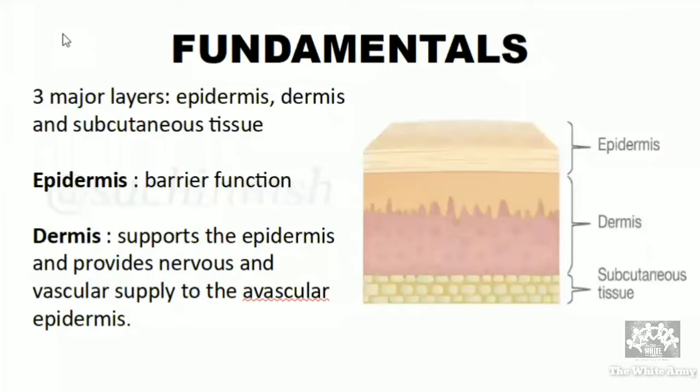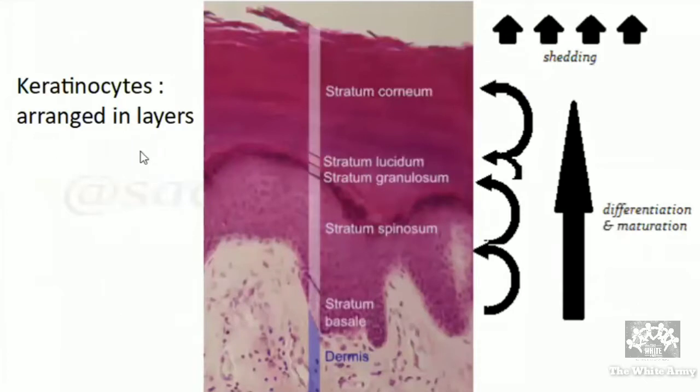Whereas the dermis, which is underneath the epidermis, supports the epidermis and provides all the nervous and vascular supply to the avascular epidermis. And the epidermis is divided further into four different layers: stratum basale at the base, then stratum spinosum, stratum granulosum, and stratum corneum. The cells differentiate or mature from the stratum basale towards the stratum corneum, and this takes time, usually around 28 to 30 days.